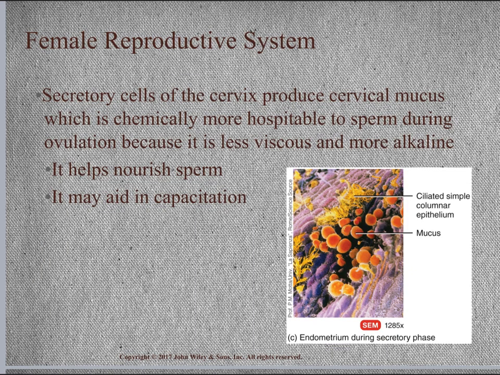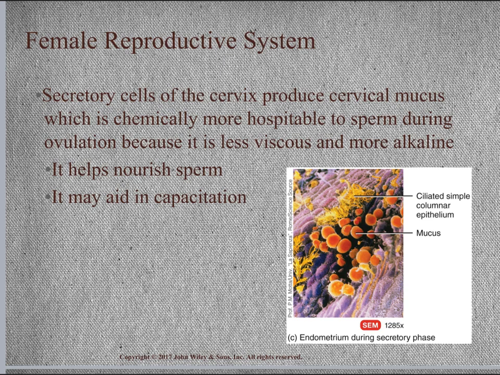Let's work our way to the cervix. We have these specialized cells on the cervix. They're called secretory cells. They produce cervical mucus, which is chemically more hospitable to sperm during ovulation. It's less viscous and more alkaline. Remember, we're seeing this mutualism where the vagina is changing its own environment to be more favorable to sperm.